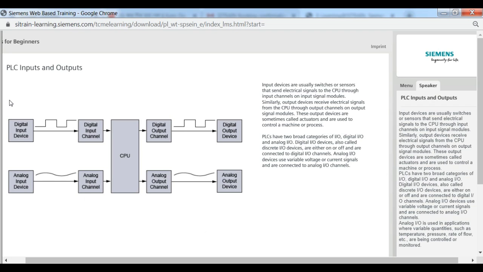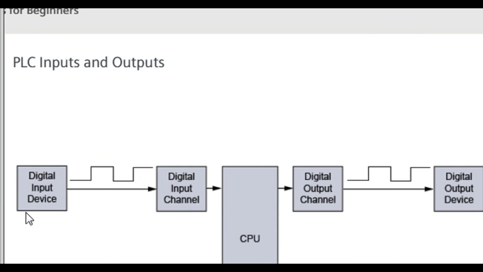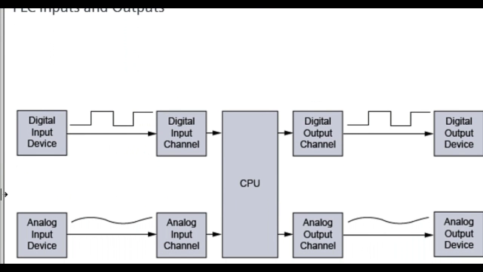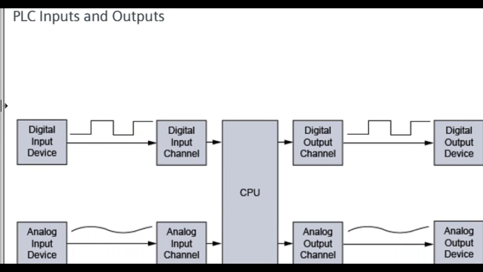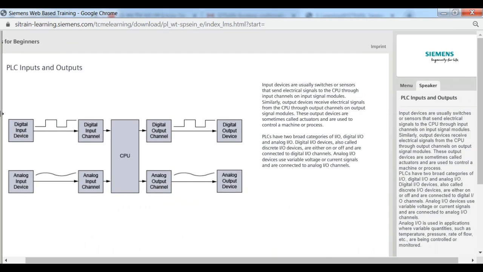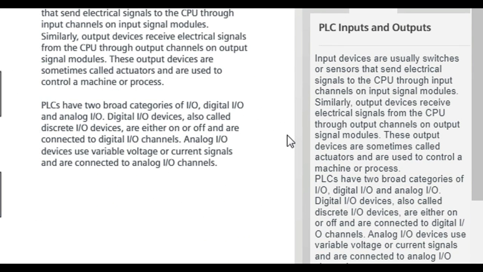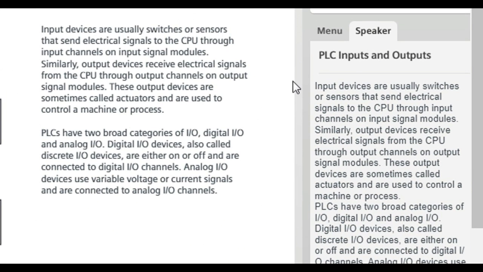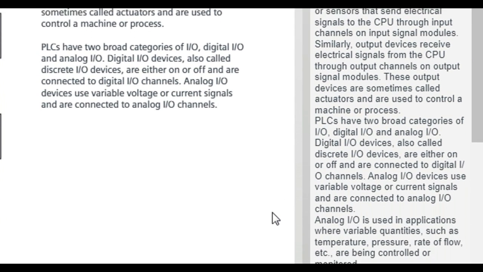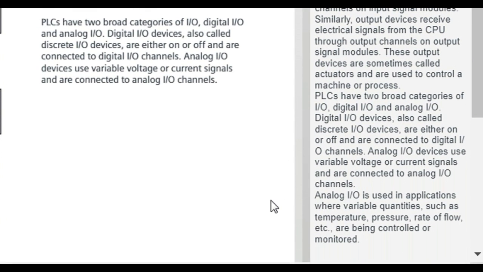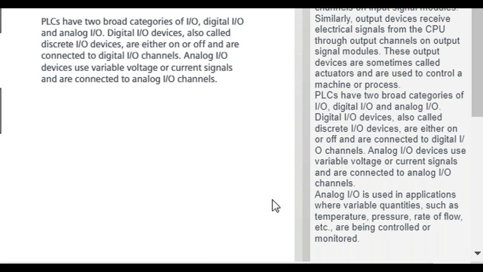PLCs have two broad categories of I/O: digital I/O and analog I/O. Digital I/O devices, also called discrete I/O devices, are either on or off and are connected to digital I/O channels. Analog I/O devices use variable voltage or current signals and are connected to analog I/O channels. Analog I/O is used in applications where variable quantities such as temperature, pressure, rate of flow, etc. are being controlled or monitored.